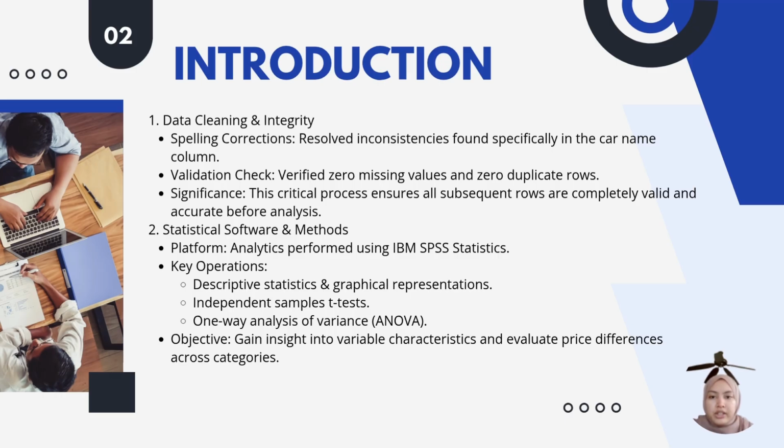For this study, we selected the car price dataset and focused on four variables, which are price, horsepower, aspiration system, and car body type. Before conducting the analysis, the dataset underwent a data cleaning process. Spelling inconsistencies were corrected, and it was checked for missing values and duplicate records. No missing values or duplicate rows were found, and the analysis was conducted using IBM SPSS Statistics to analyze the t-test and one-way ANOVA.